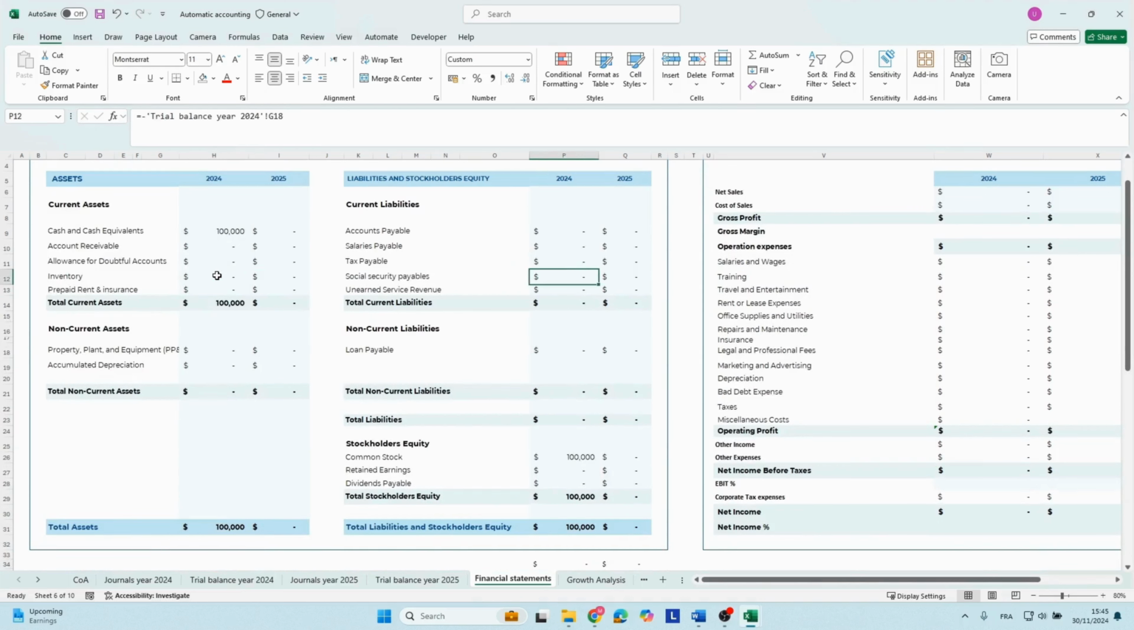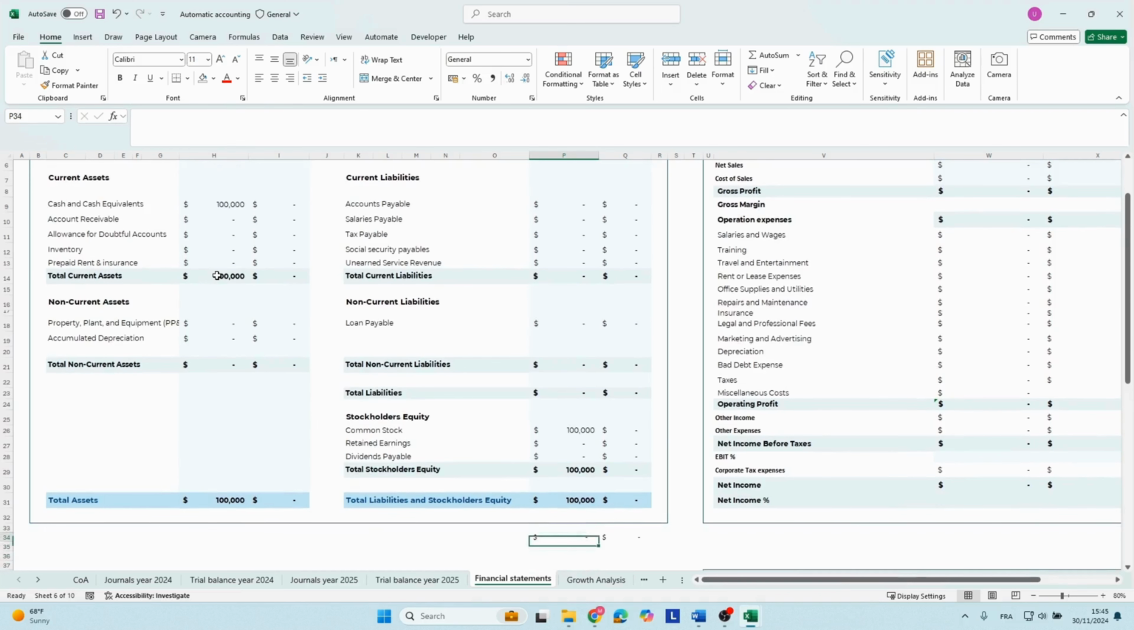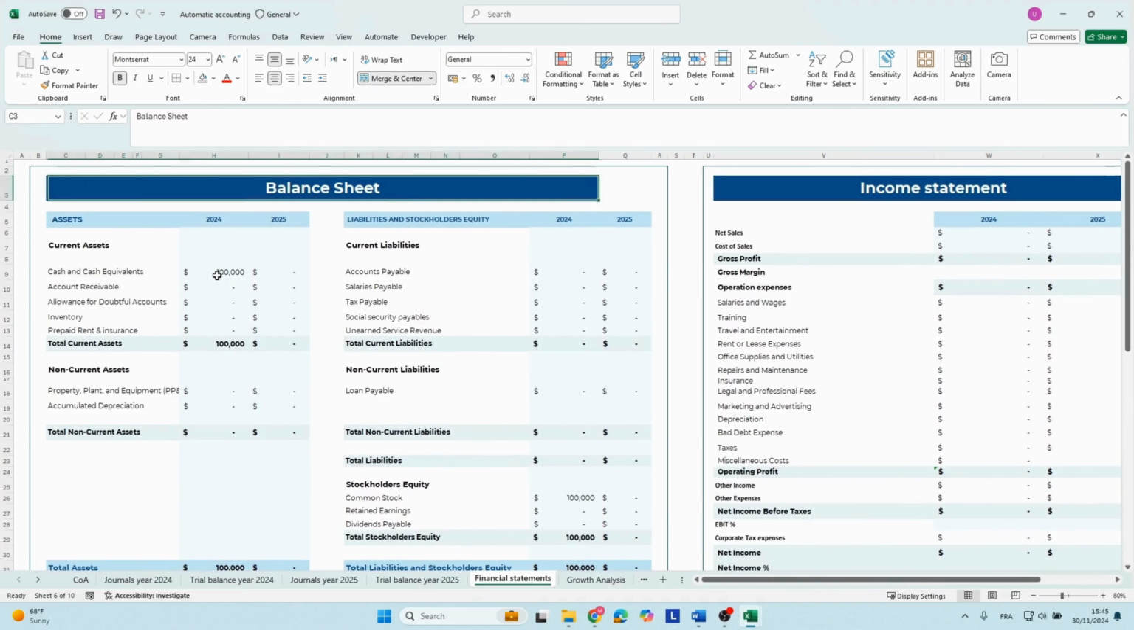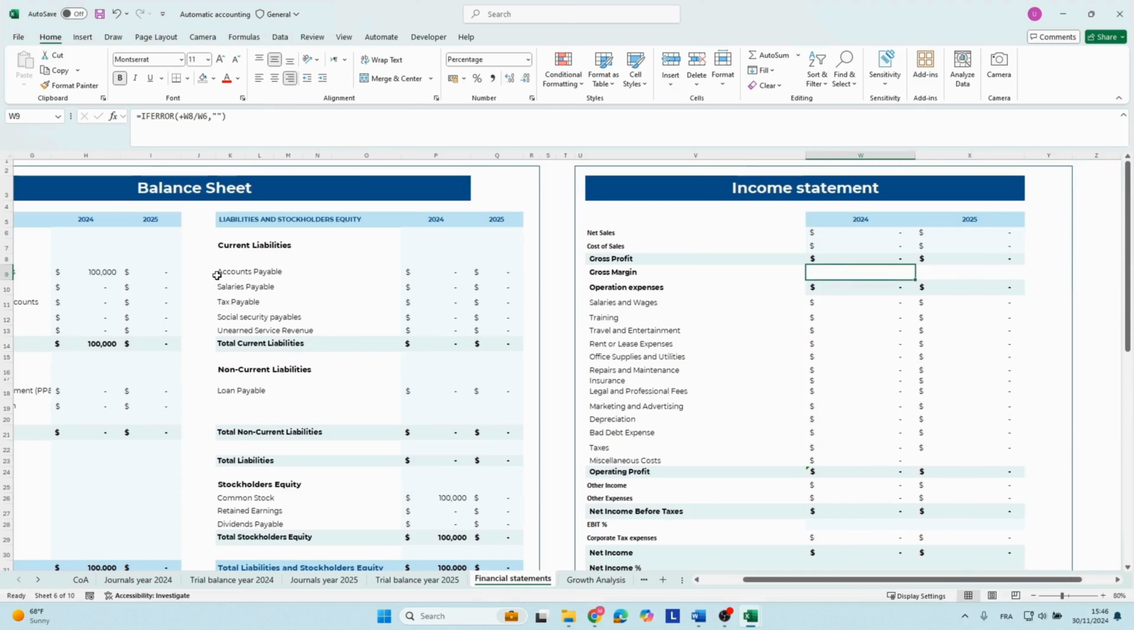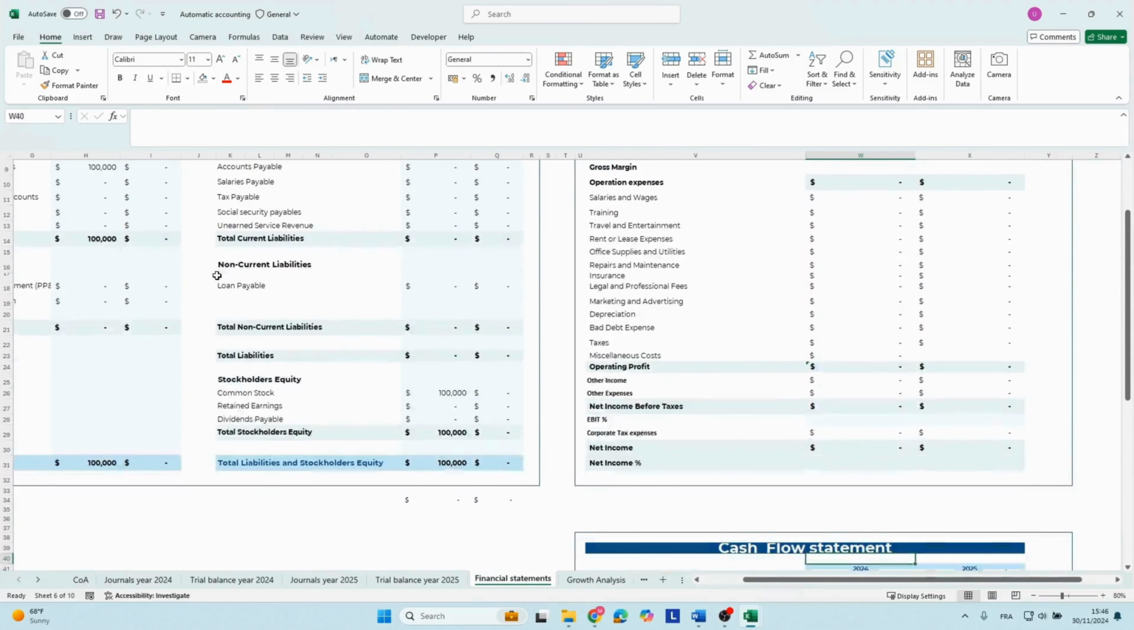Now we look at liabilities. There is no liability so far, and we see that we have common stock for the same amount, and our total assets equal total liabilities and equity. You can see that our balance sheet has already changed. Then on the right side, we have the income statement. So far, there is no movement for the income statement because we haven't booked any cost or revenue.